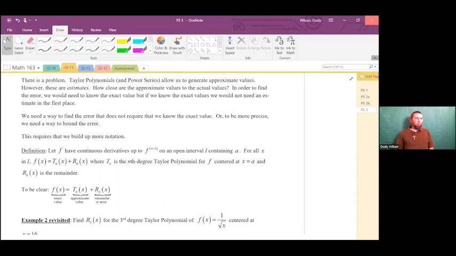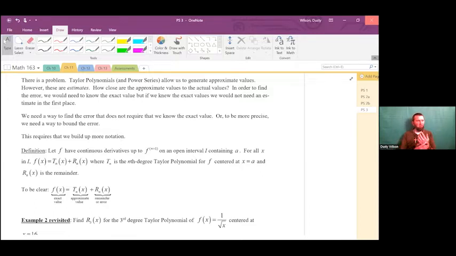There's a problem. Taylor polynomials and power series allow us to generate these approximate values like we just saw. However, these are estimates. How close are the approximate values to the actual values? Well, in order to find that error, we would need to know the exact value. We used our calculator, but actually that doesn't give an exact value. That is giving an approximation. But anyway, we would need to know the exact value. But if we knew the exact value, we wouldn't need an estimate in the first place. So to figure out how good our approximation is, you need the actual value. Why are you looking for an estimate if you have the actual value?